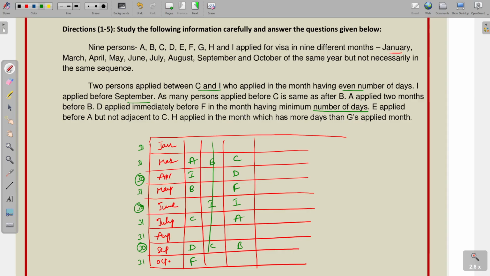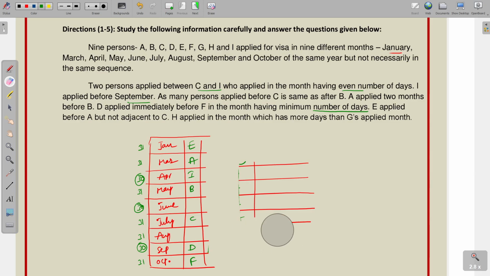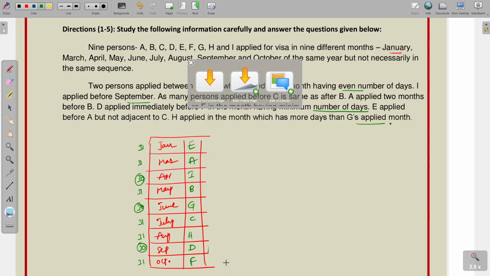E applied before A but not adjacent to C. So E is placing here before A, and A here, only this place is E. So here both E and C are immediate neighbors. This possibility is also not correct. We are left with only one right possibility. Next, H applied in the month which has more days than G applied. Only 2 places we left. Suppose if D is placing here, H is placing here, G 30 days and H 31 days. It is the final arrangement of the puzzle.